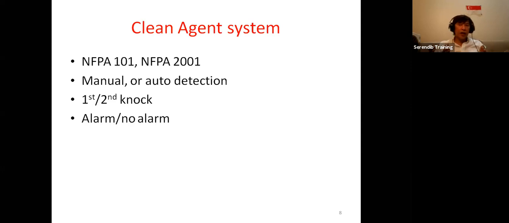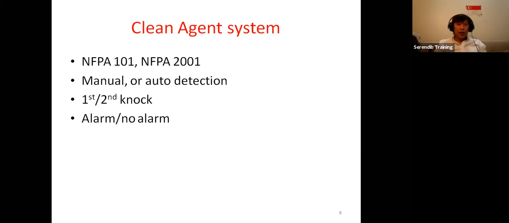Fire engineers will have to state the objectives of having a fire safety system. The objective could be protecting occupancy, protecting property.